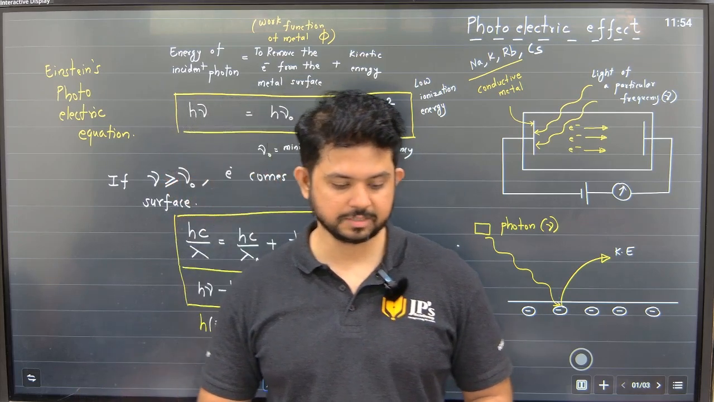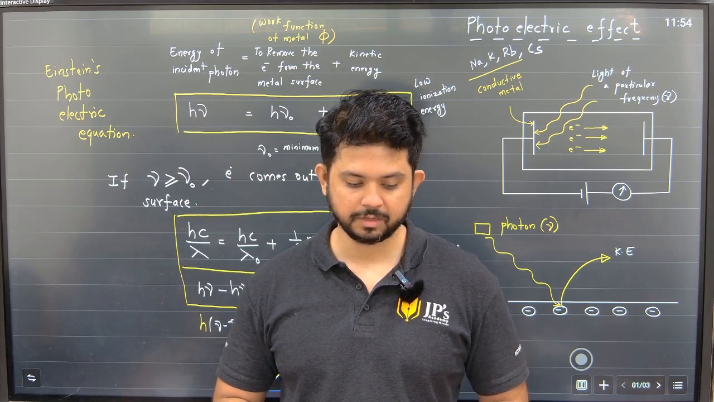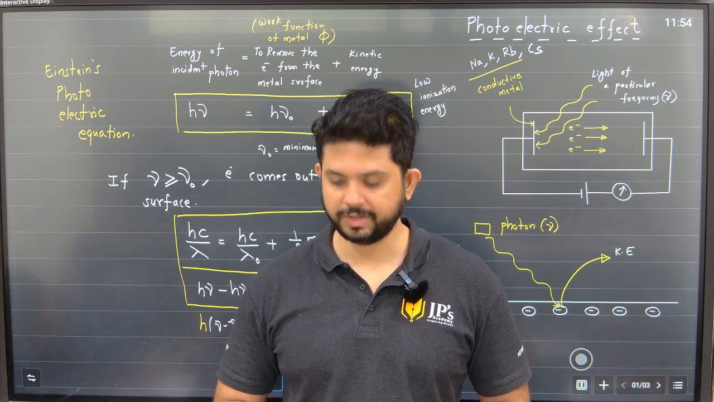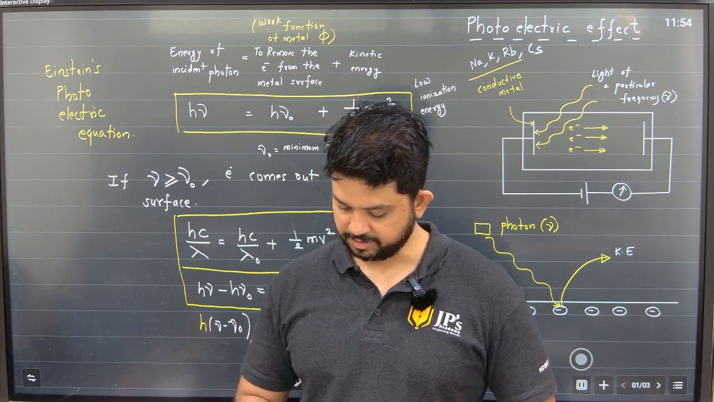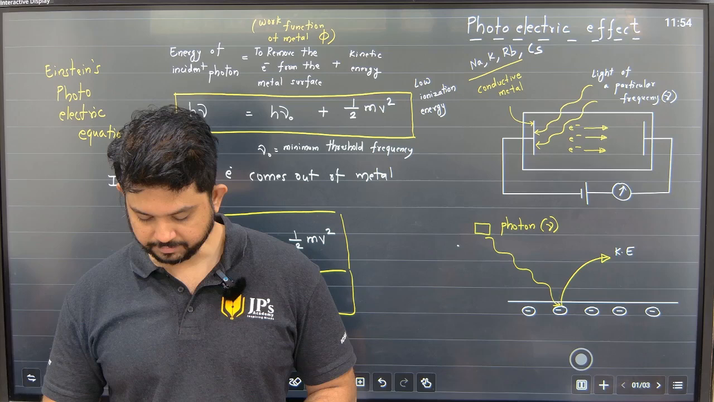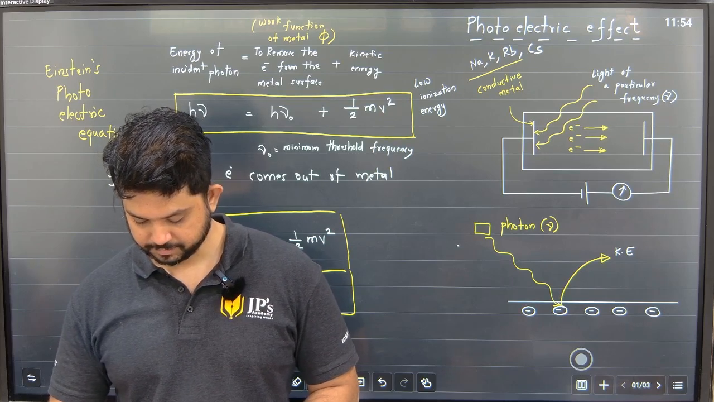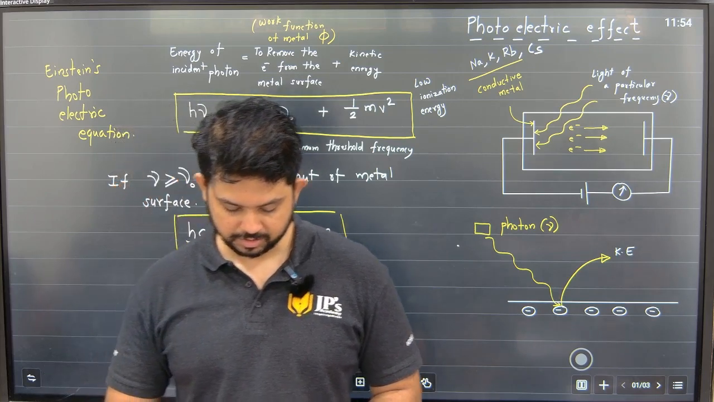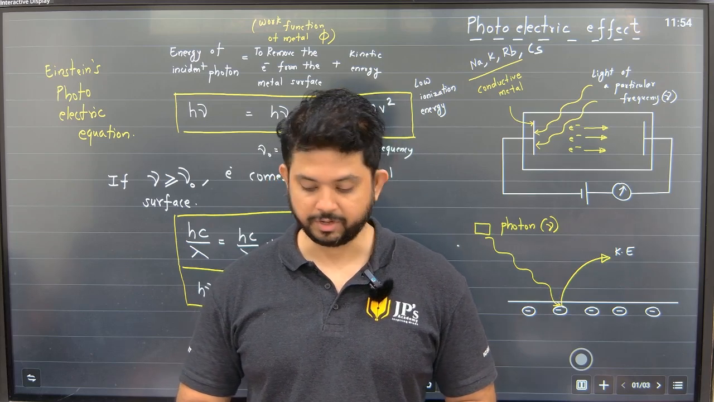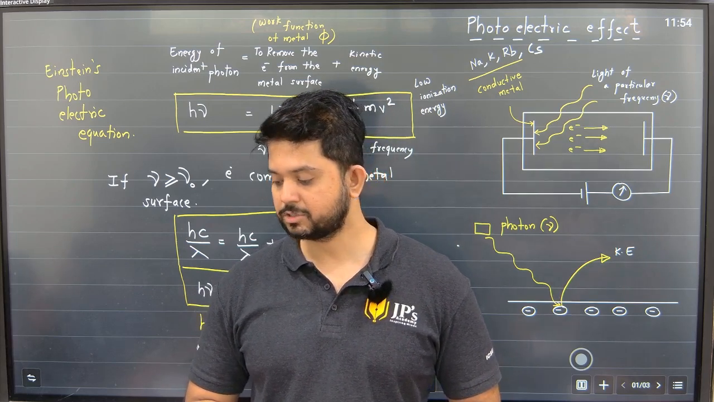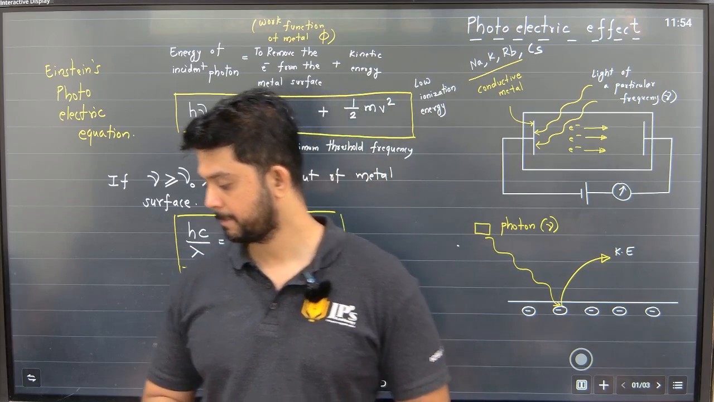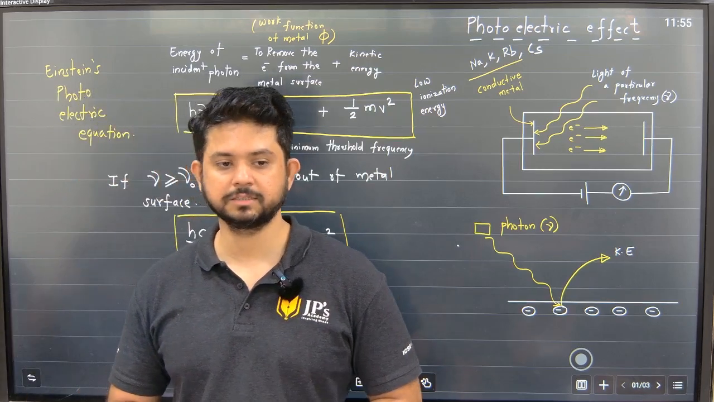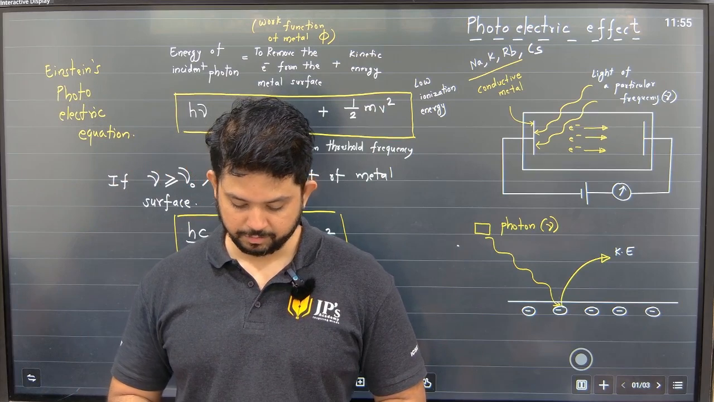This is known as the photoelectric effect, and the electrons ejected are known as photoelectrons.